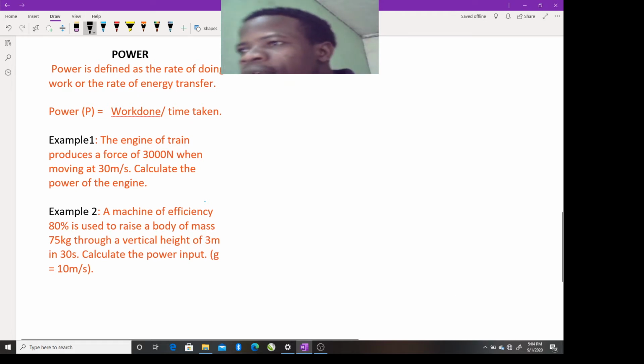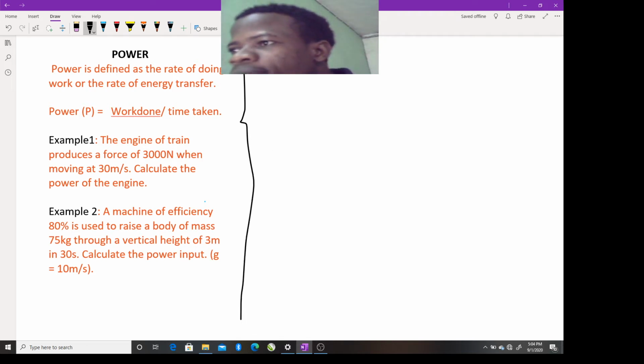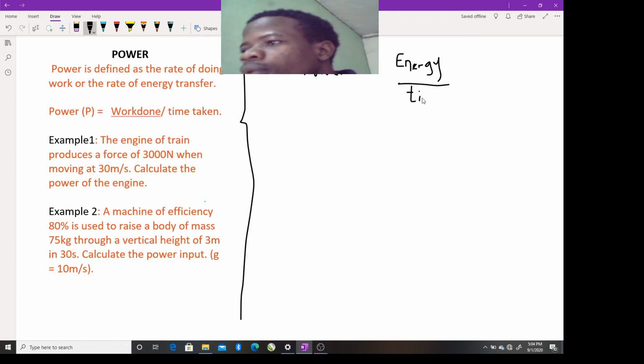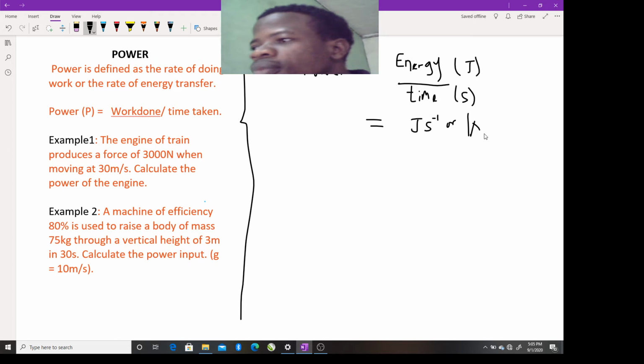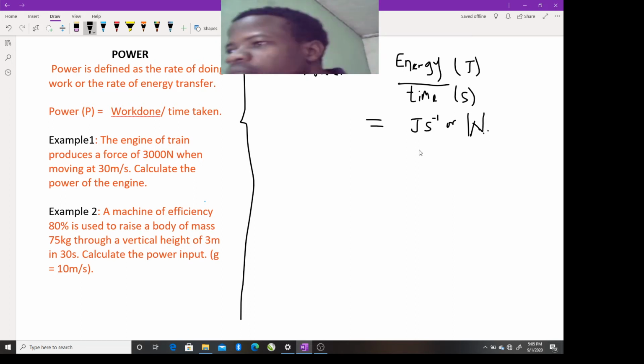So if you have power, you use the letter P to denote power, to be equal to what? Power is energy upon time. Don't forget, energy is measured in joules and time is in seconds. That is why we say the unit of power is joules per second, or you just use watts. Is that good? So that is what we have power to be.